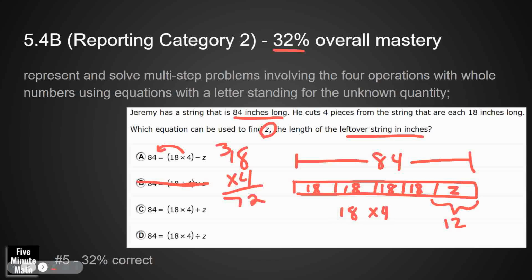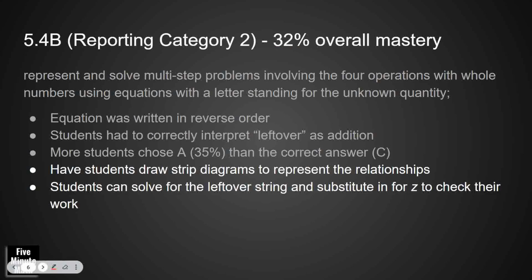Look at my strip diagram, plus my unknown. So my answer here is C. That was tricky. 32% because I had to take my 4/18s and my Z, all that added together, got the 84. So this equation was written in reverse order, right? They had the 84 equals. That might have thrown some kids off. We had to correctly interpret this leftover as addition because sometimes in context it can mean subtraction. So that's where it gets tricky here.